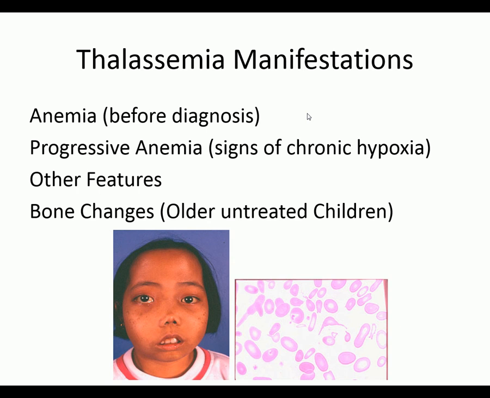Other features that you're going to see are they're going to be small in stature. They're going to have a delayed sexual maturation, and they're going to have bronze freckling in their complexion, and this is caused by the release of the iron. Bone changes in the older children, if they're untreated, are going to include an enlarged head, predominant forehead with that frontal bossing that you can see on this child's forehead.